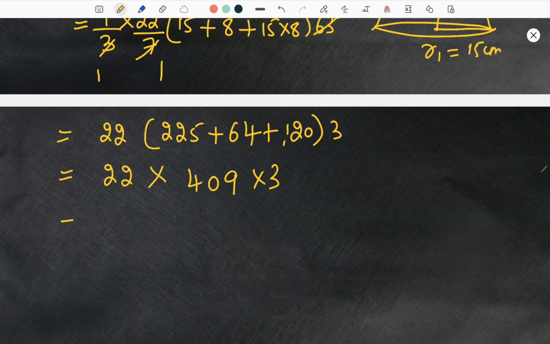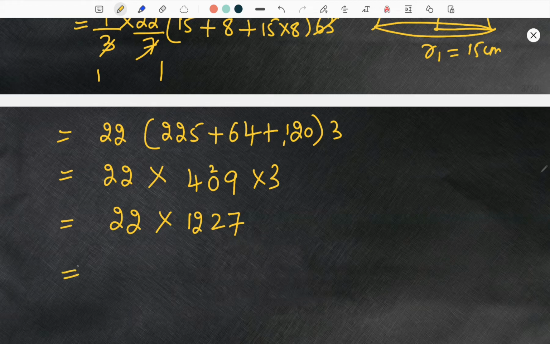Alright, you multiply these things now. So it becomes 22 into 409. 3 9s are 27, 2 is the carry. Then 3 4s are 12. Look at this. 3 9s are 27, 2 is the carry, 2 I have kept here. Then 3 4s are 12.